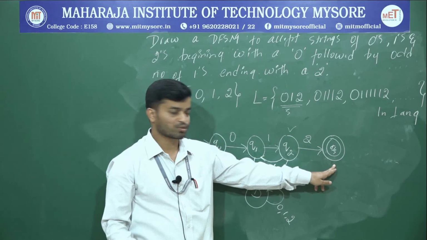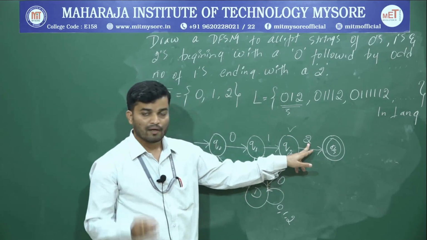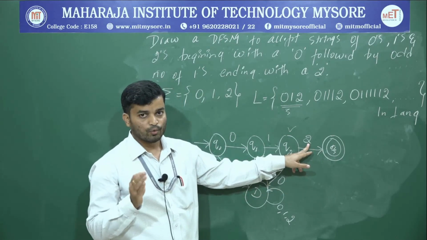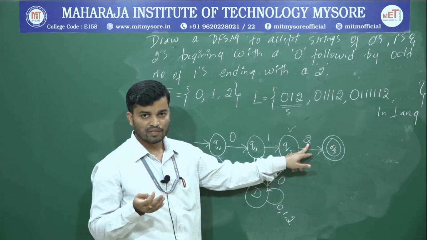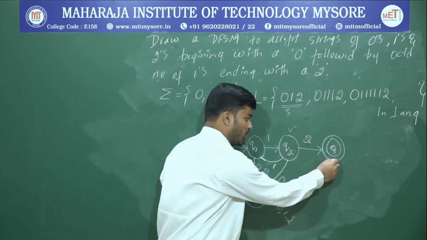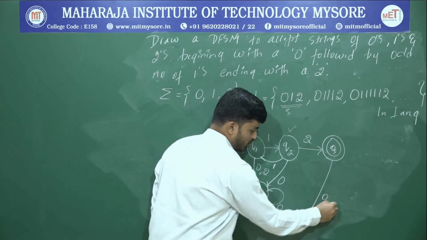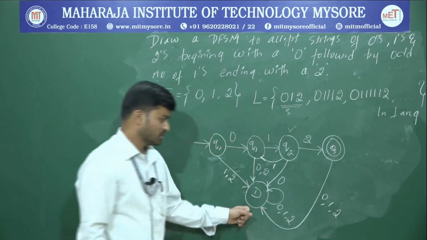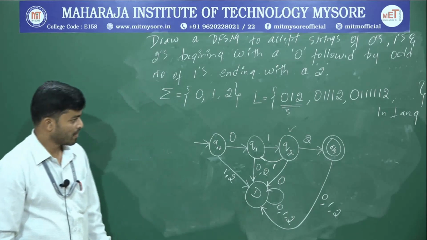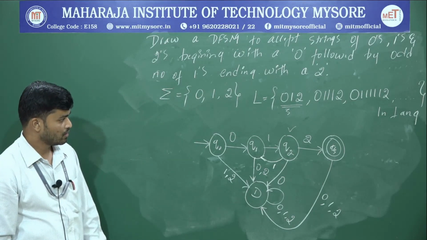Now go with Q3. At Q3 there is no other option. Why? Because it should end exactly with 1 2. So already we have 2. There is no other option. Therefore for all of 0, 1 as well as 2, connect to the dead state. So this one is your final automata. Okay.